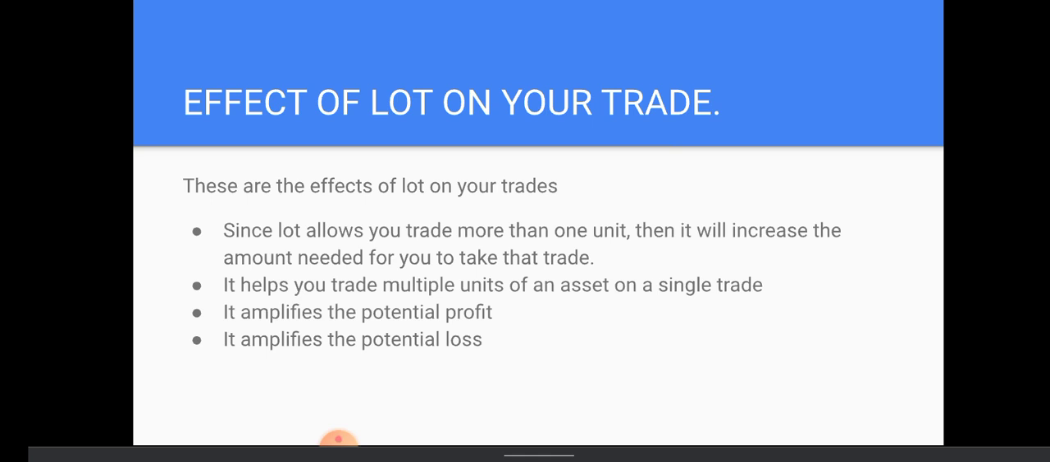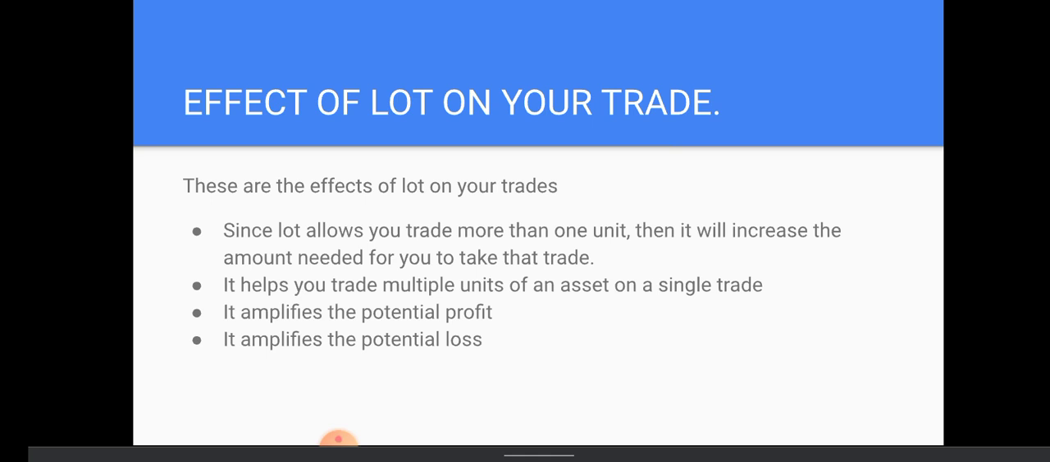Now go back to the first example I gave, where you bought a pen. You are now buying 100 pens, each of them for $5. How much do you think you'll be spending on that trade? You won't be spending only $5. You will have to spend $5 times 100, which is $500.